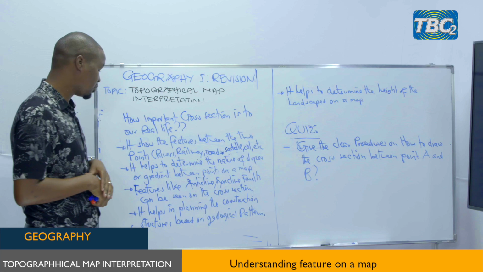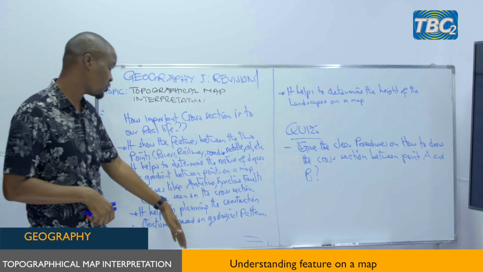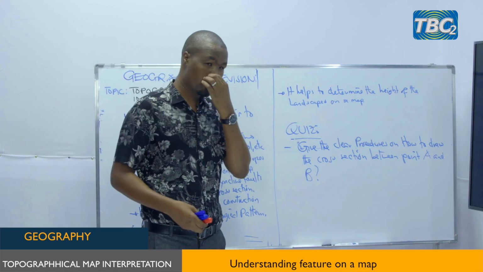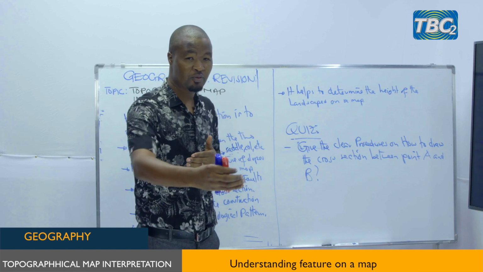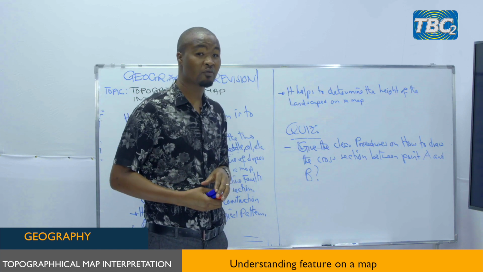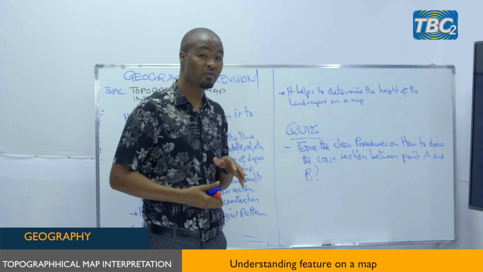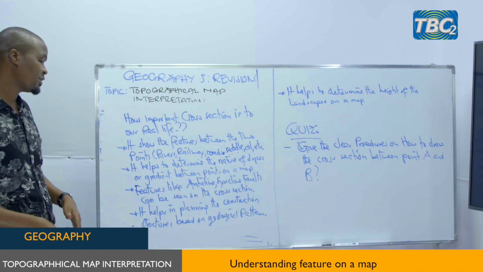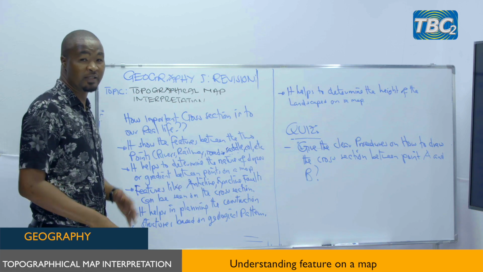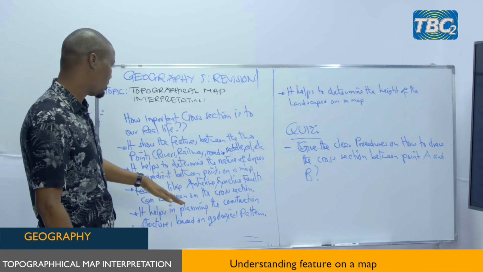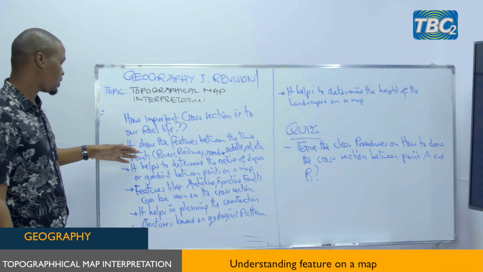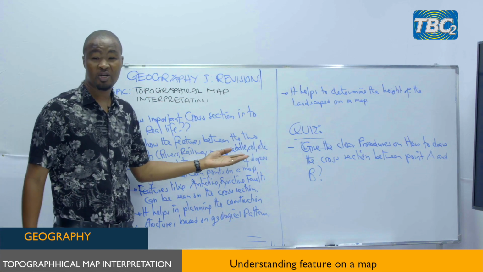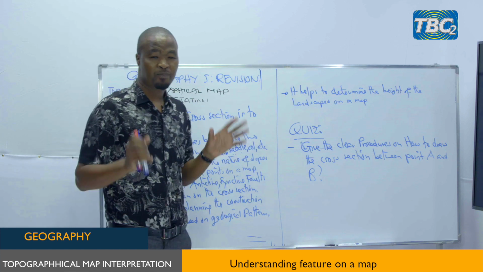Then from there, it helps in planning the construction structure based on the geological pattern. For instance, if we want to construct a bridge across between the 2 points on a certain land, you have to make sure you know the geological pattern of that land between the 2 points. Thereafter, features like anticline, syncline, faults can be seen on the cross section. That's one among the importance of drawing the cross section. It shows features between the 2 points, features like river, railway, roads, saddle, coal, etc.